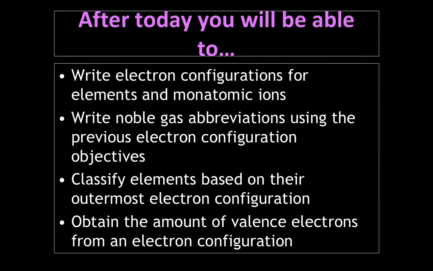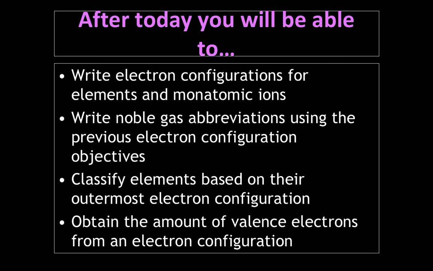But our goals for today: I want you to be able to write electron configuration for elements and monatomic ions. A monatomic ion just means one atom ion. Later in the year, we're going to learn about polyatomic ions. So that's the difference. A monatomic ion would just be like this one, N with a -3 charge. Monatomic just means one atom. Later we're going to have a polyatomic ion like OH minus, that's oxygen and hydrogen with a -1 charge.